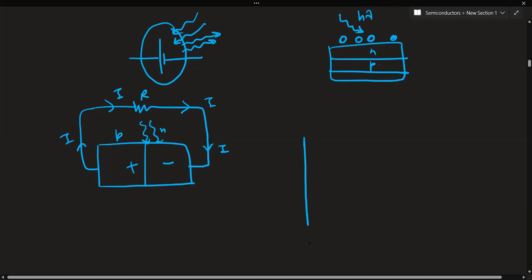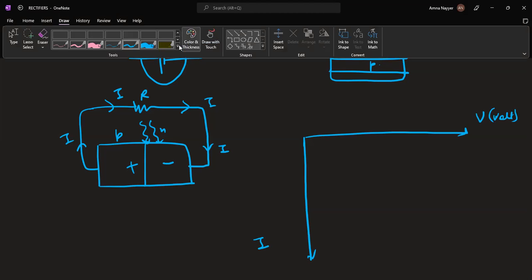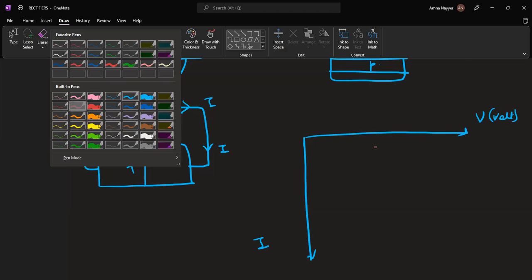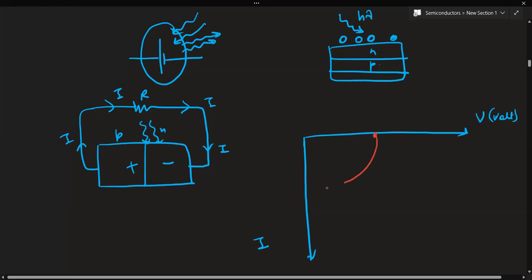And see, the graph is also a bit different. This x-axis represents voltage, and this y-axis represents the current. The graph of it is in this manner. Now you have to understand one thing. When the voltage is over here, what is the value of current when we have some voltage V?